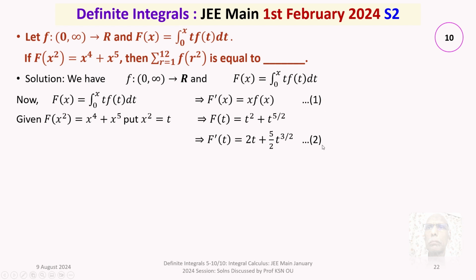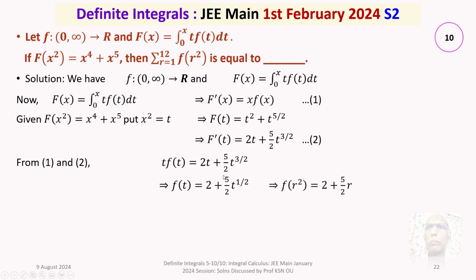So from equation 1 and 2, from equation 1, you can also write capital F prime t is t times f of t. So from 1 and 2, we'll get t times f of t is equal to 2t plus 5 by 2 into t to the power of 3 by 2. What is it that we are doing? We want to get small f of t. Right, f of t is equal to 2 plus 5 by 2 t to the power of 1 by 2. We want f of r square. So substitute t as r square, f of r square is equal to 2 plus 5 by 2 times r square to the power of 1 by 2, which is r.